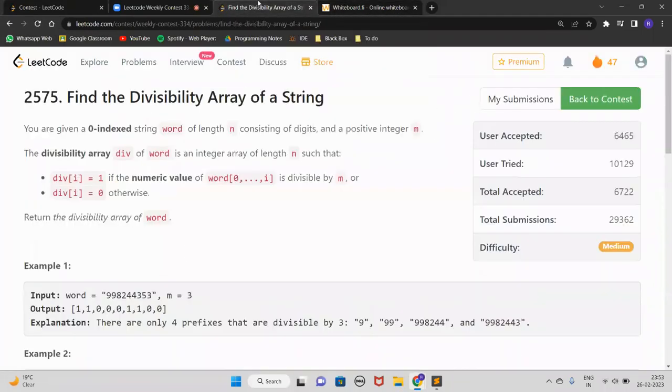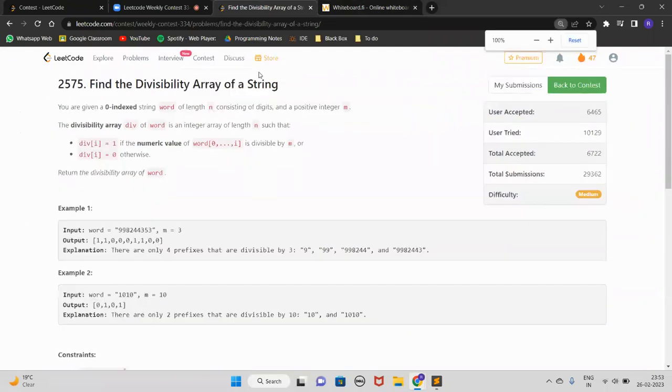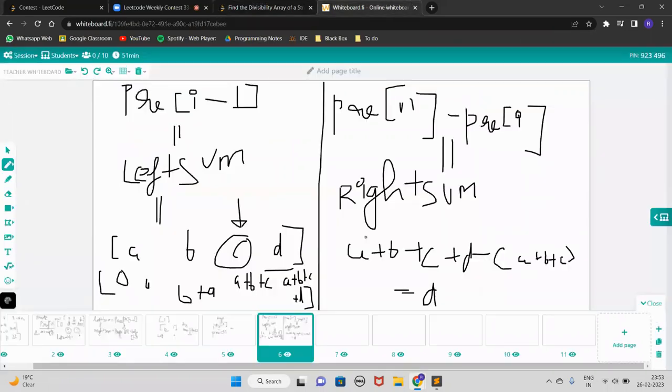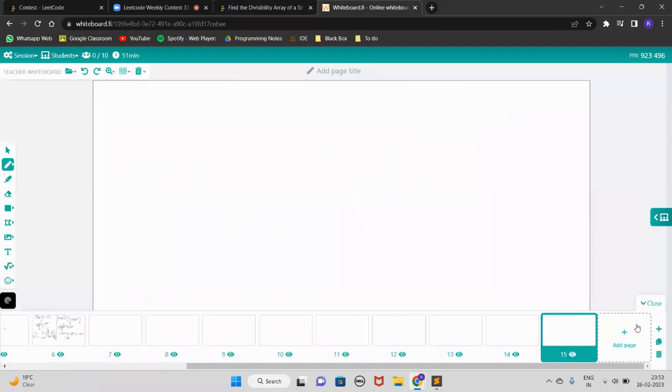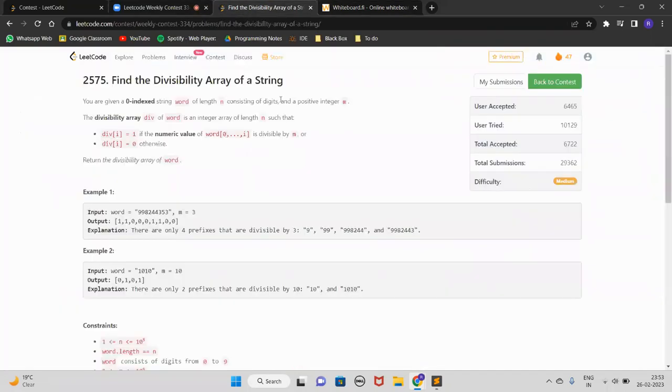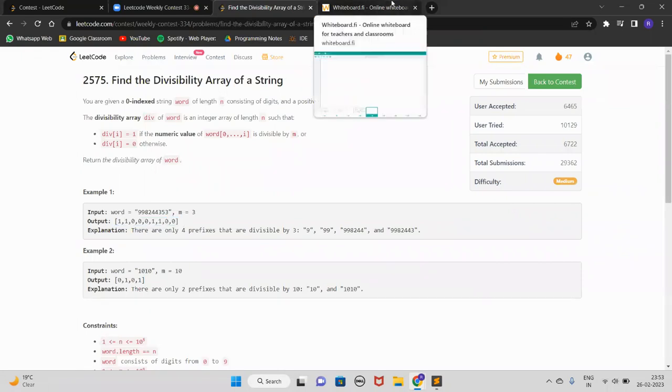So the next problem was about finding the divisibility array of a string. What we had to find out is whether the value of a prefix was divisible by m or not. We were given a word, or basically a very large number, and we were given m. And we had to return which of the prefixes were divisible by m.